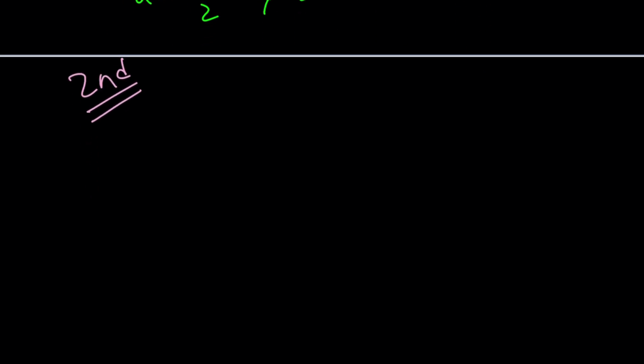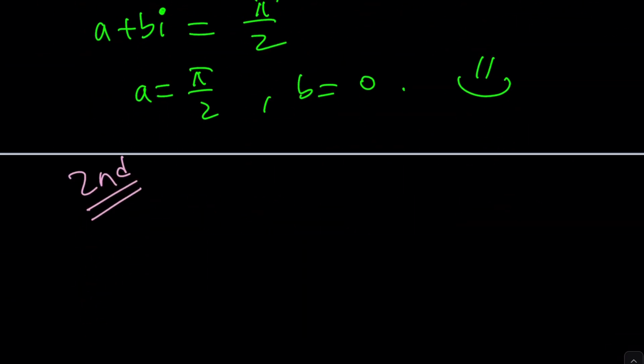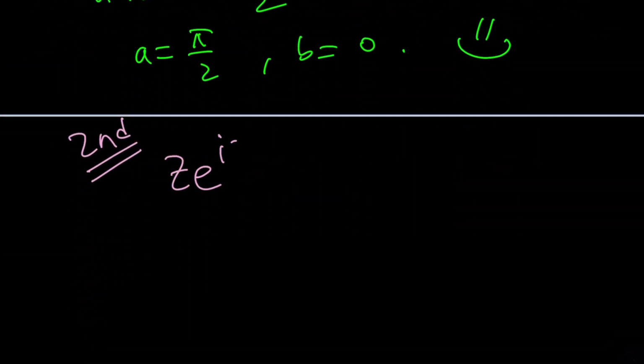We're not done yet. Don't go anywhere because we're going to do the second method. So, what was the problem? We had z e to the iz equals i pi over 2. Now, the second method is actually really cool because we're going to use a special function, which is called Lambert's W function. What is that? Lambert's W function is a special function, obviously, which was discovered by Lambert, probably, right? I think a French mathematician.